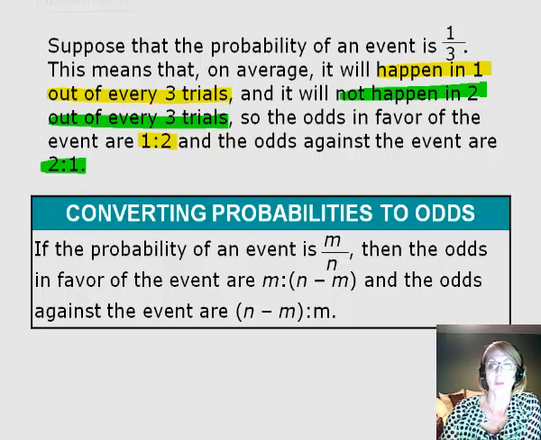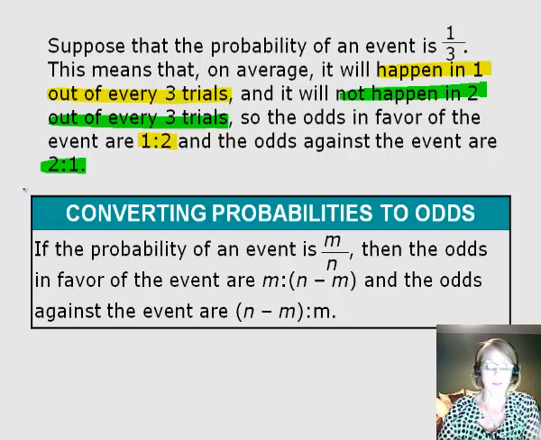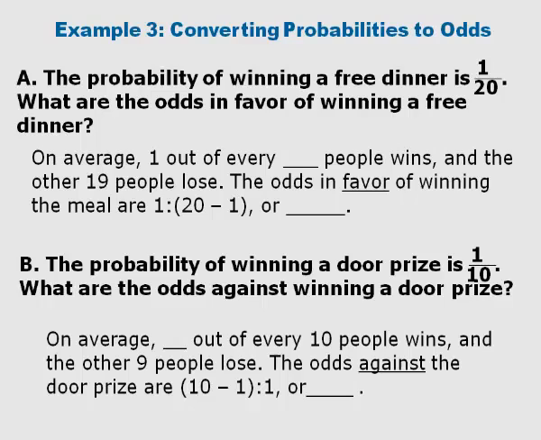Remember, probability is wanted over possible. Odds are favorable to unfavorable, or the opposite, unfavorable to favorable. So if the probability of an event is m over n, then the odds in favor are m to the difference of n and m. And the odds against are the difference of n and m to m. Last example.